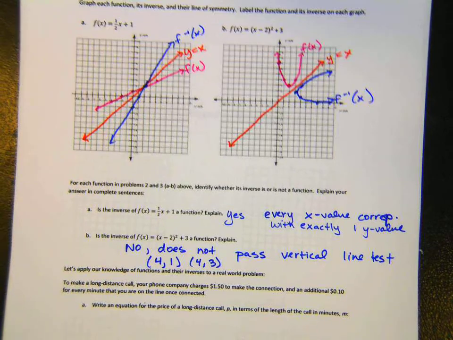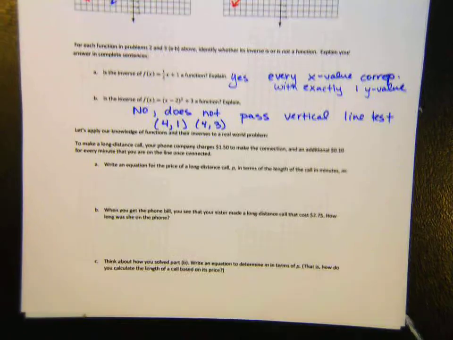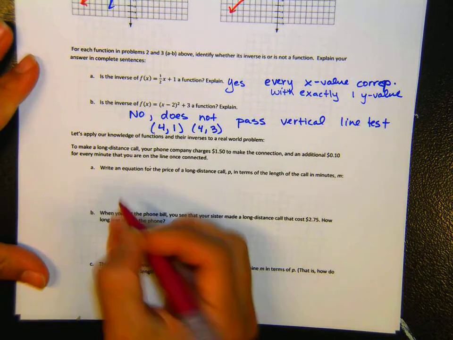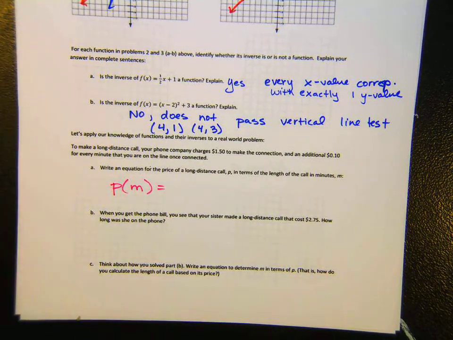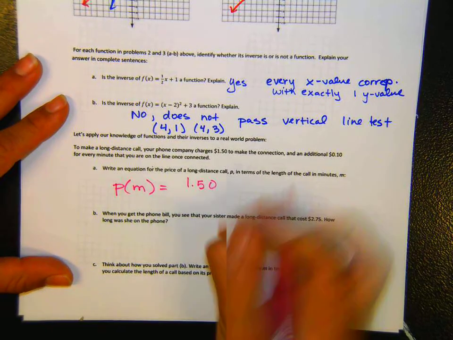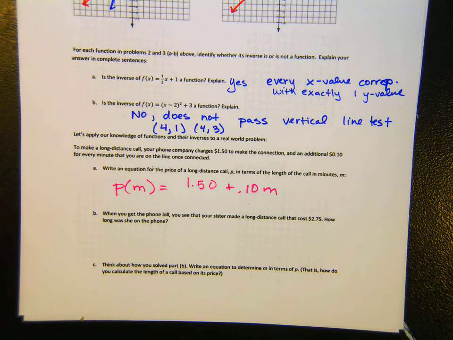But continuing on with this first set of notes, let's talk about application of inverses and ways that we might see it. So if you look at this word problem at the bottom and you read through it, you're asked to write an equation for the price of a long distance phone call in terms of minutes. So I'm going to call that P of M, the price in terms of minutes. Well, it costs $1.50 no matter what to make the connection, and then 10 cents for every minute. So we have a linear equation.